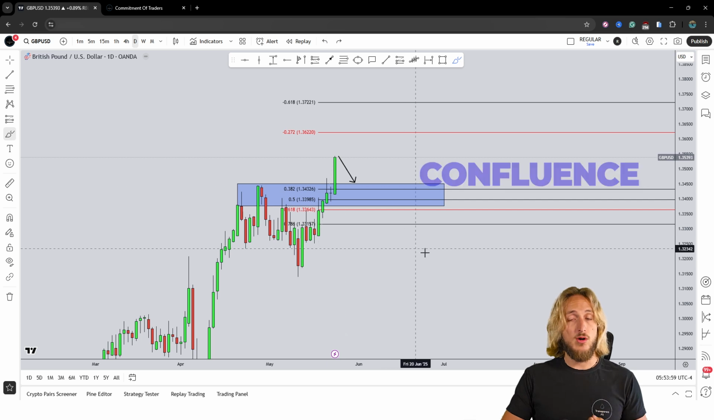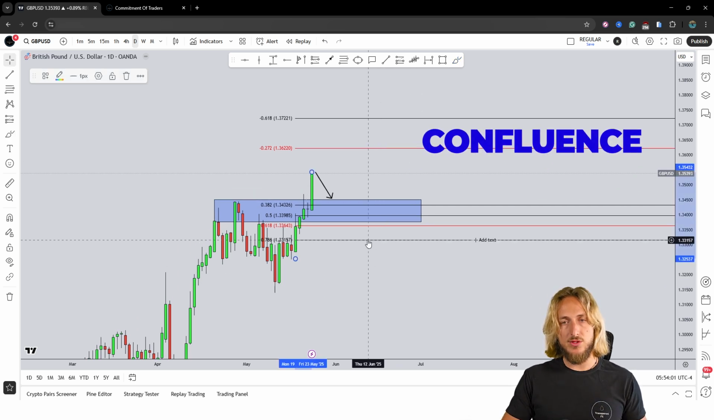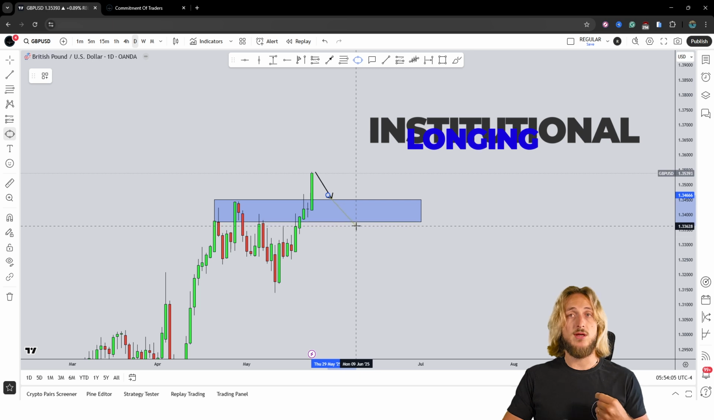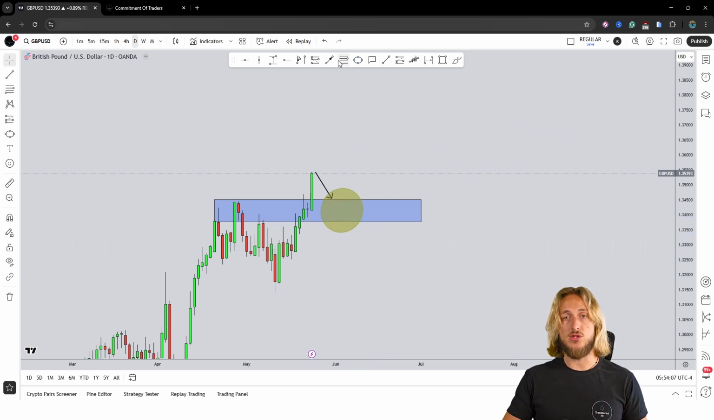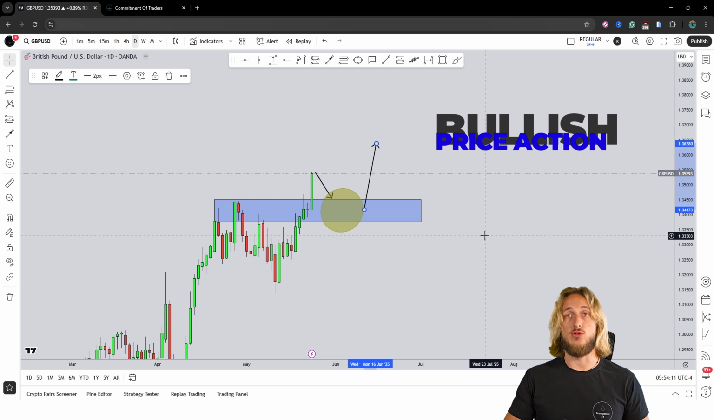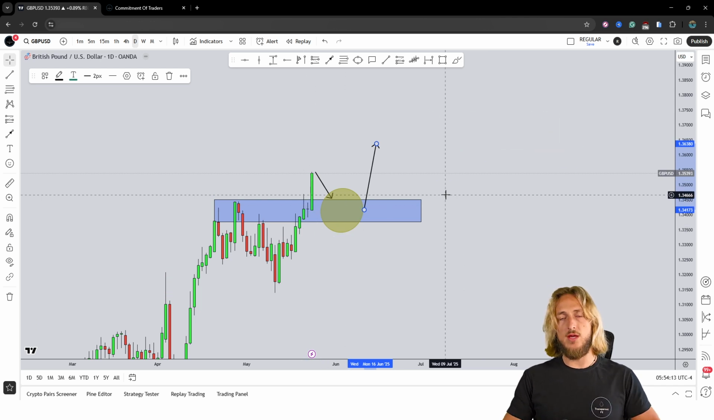So when there is confluence of support, there is an increased probability of seeing institutional buying, potentially increasing even more the probabilities of a rejection to the upside, fueled by that institutional longing. So if we will have a correction to this zone, what would I expect?